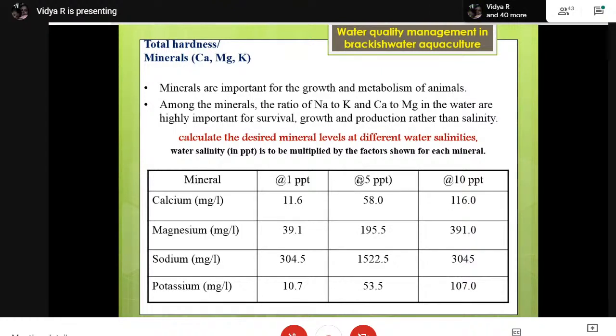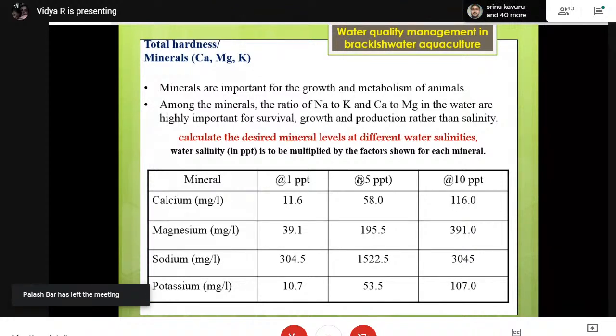So this is the calculation which is required for different salinities of water. For example, for 1 ppt, 5 ppt, and 10 ppt saline water, the requirement of minerals are given here. On the right hand side of the table, you can see the calcium, magnesium, sodium, and potassium in ppm levels, that is milligrams per liter.